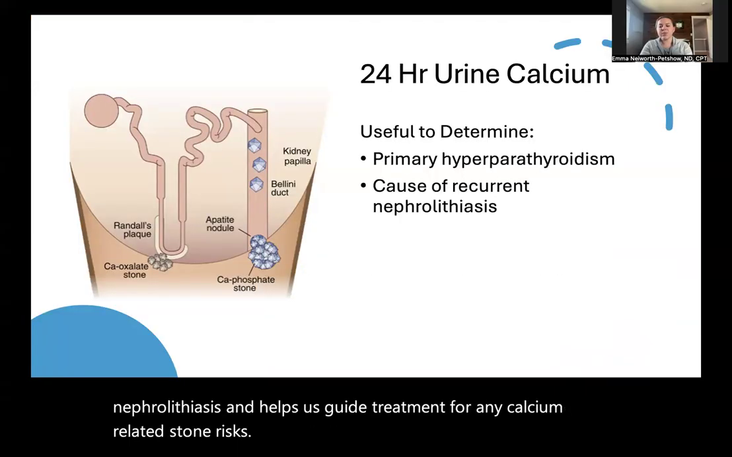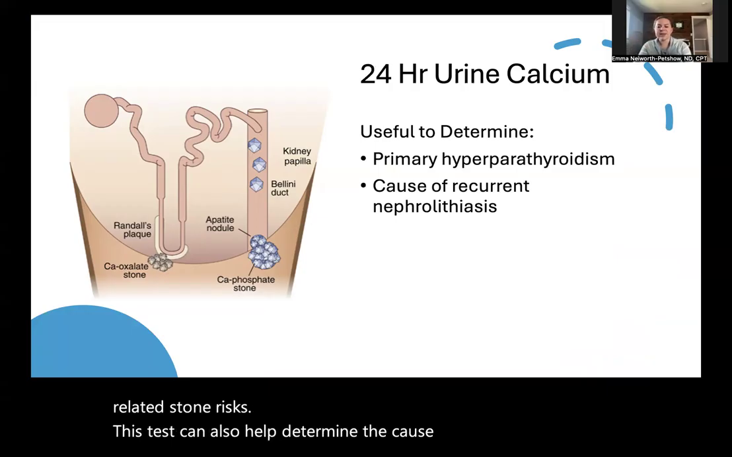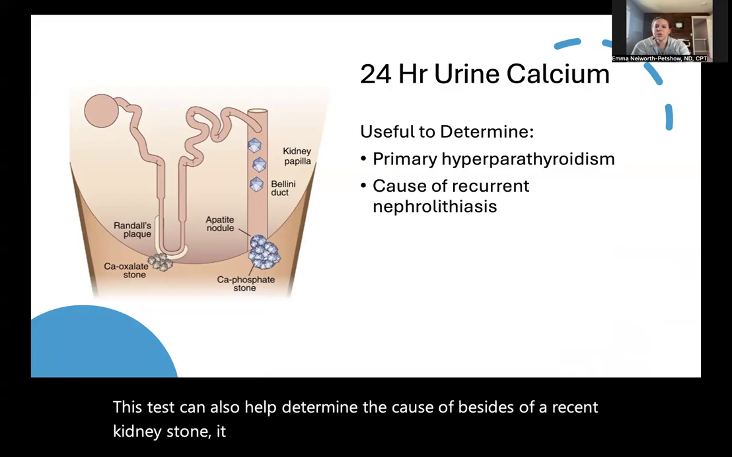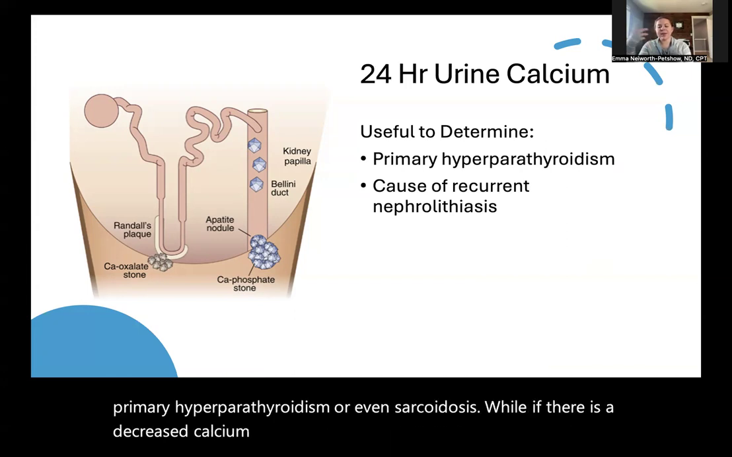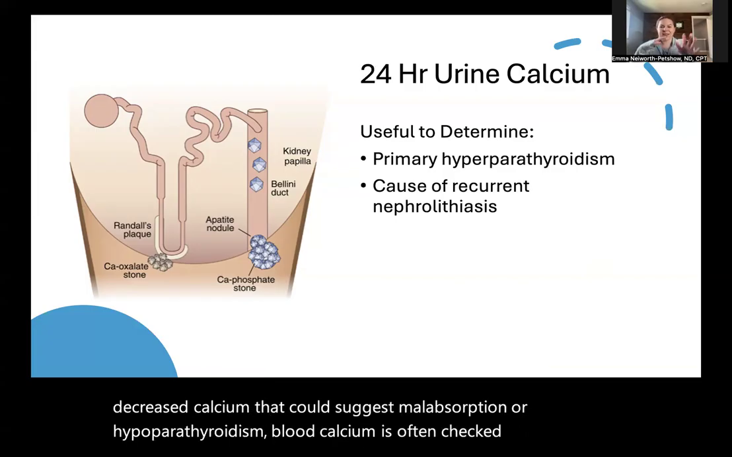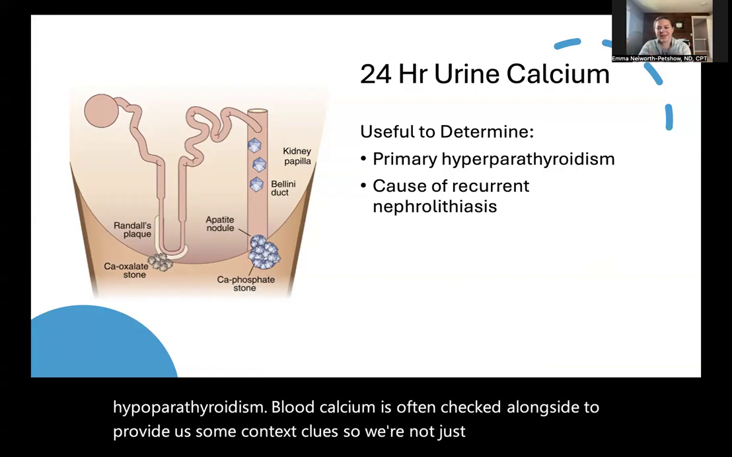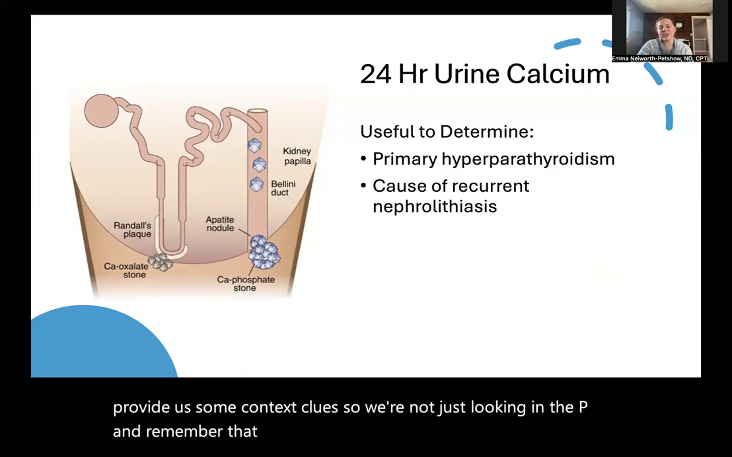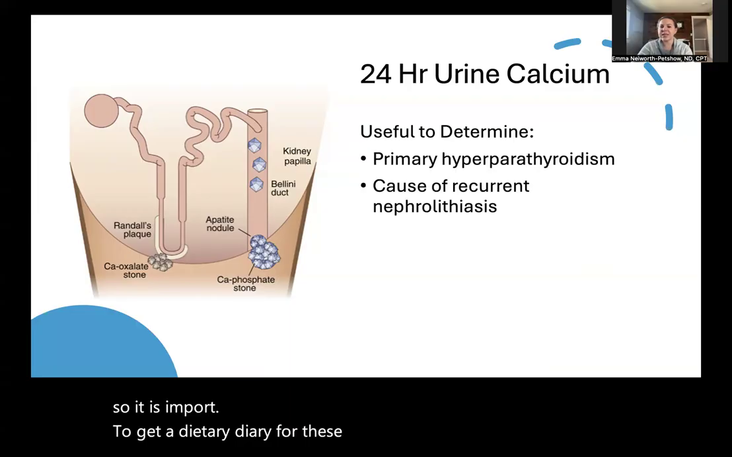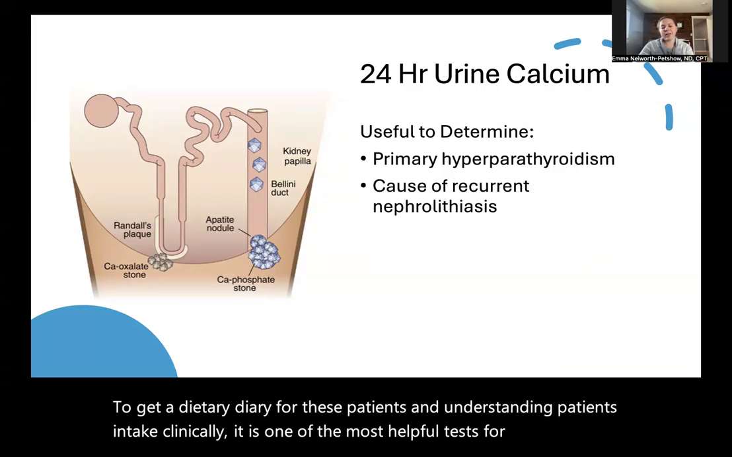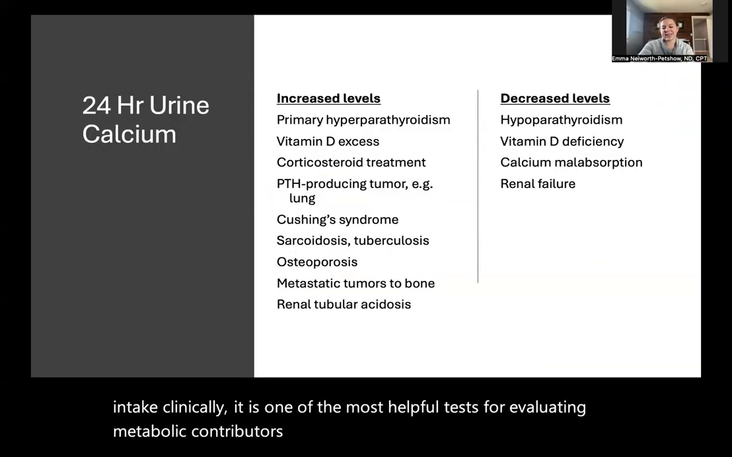This test can also help determine the cause of, besides a recent kidney stone, it can also point towards other pathologies like primary hyperparathyroidism or even sarcoidosis. While if there is a decreased calcium, that could suggest malabsorption or hypoparathyroidism. Blood calcium is often checked alongside to provide us some context clues, so we're not just looking in the pee. And remember that urinary calcium excretion will depend on diet. So it is important to get a dietary diary for these patients and understand patients' intake. Clinically, it is one of the most helpful tests for evaluating metabolic contributors to stone disease.